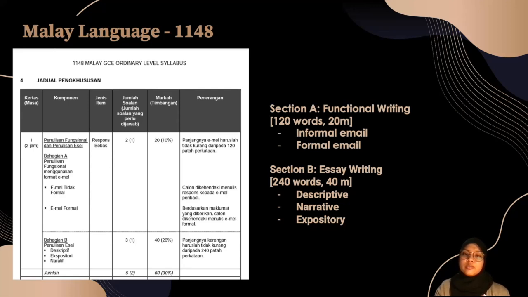Students are to write an informal email or formal email of at least 120 words that carries about 20 marks. And then for section B, essay writing, students are to write either a descriptive, narrative, or expository essay that carries 40 marks. And students are to write at least 240 words.